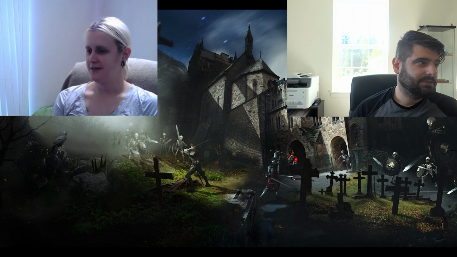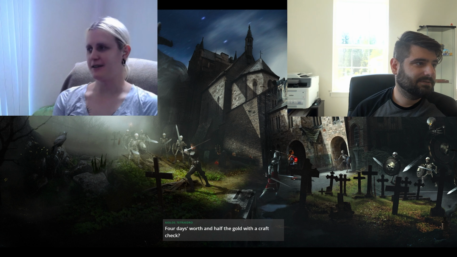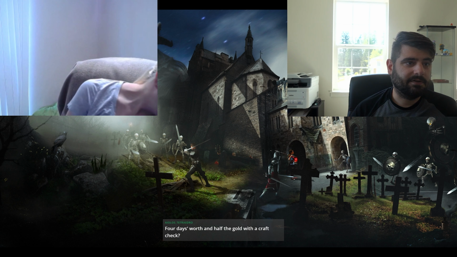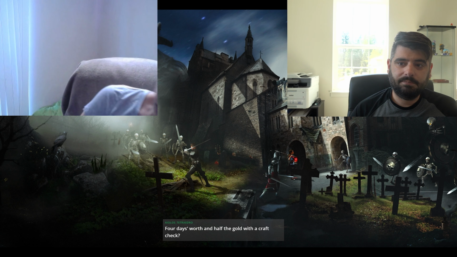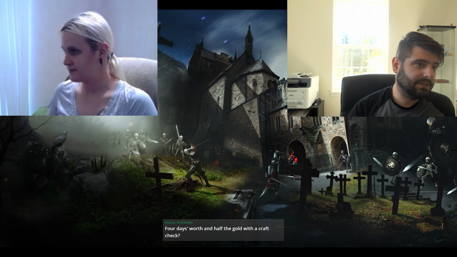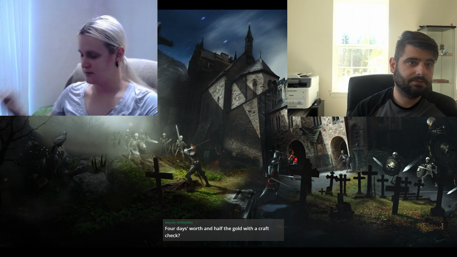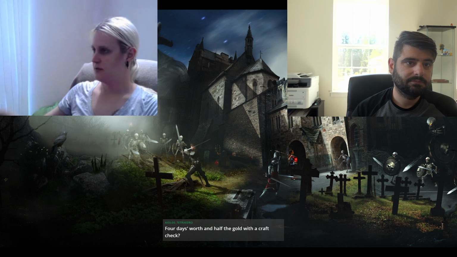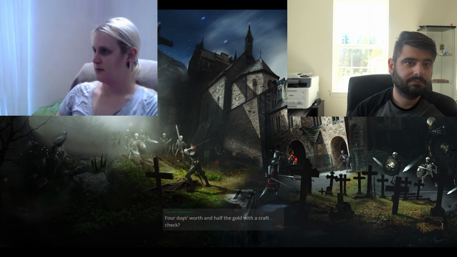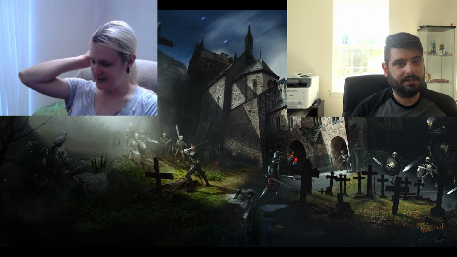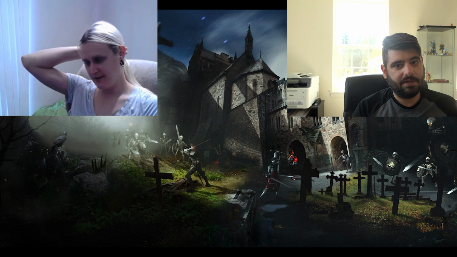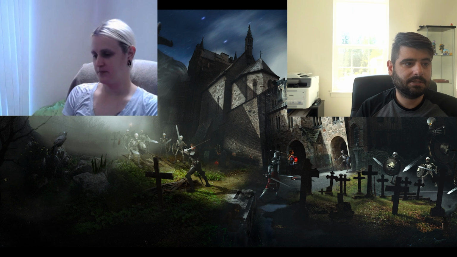It's only like four pages long in the DMG. Well, they've got a lot of stuff to cover in there. But personally, I like that idea of the level. I think that's a really cool way to do it. Say four days' worth and half the gold with a craft check. Pretty standard, yeah, I mean that's how it would be if you were crafting yourself, right? But I think the idea of a settlement level was more inclined to what the players have access to outside their own means.